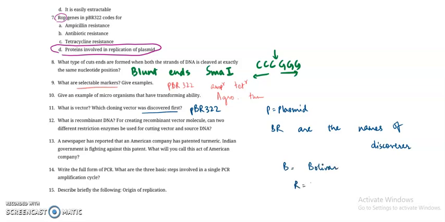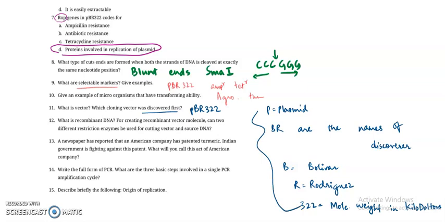R is Rodriguez. And 322 is the molecular weight. Okay, molecular weight in kilodaltons. In kilodaltons. When this question will come, it would be expected. If you could do this, it would be great and it will give you full on full.